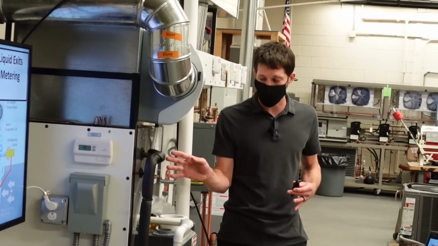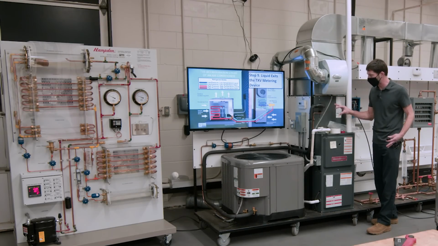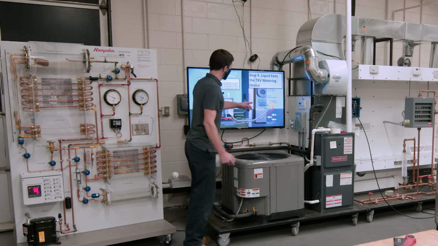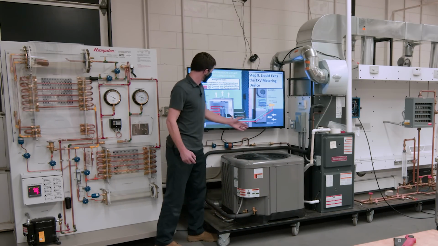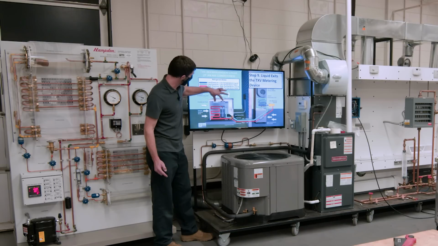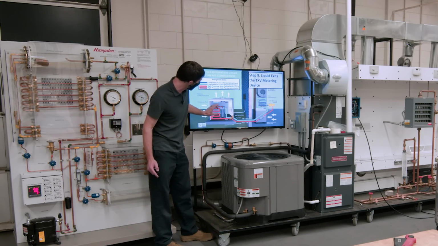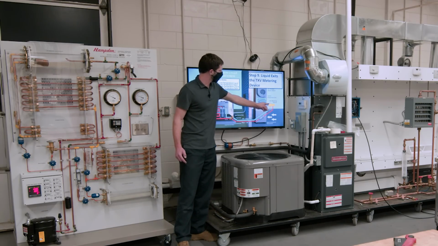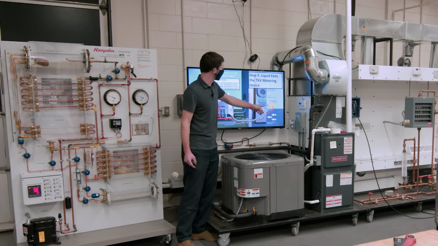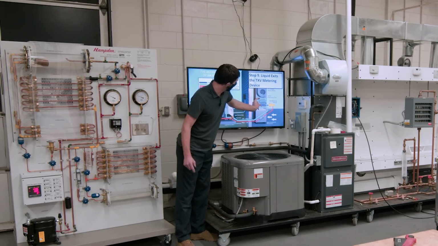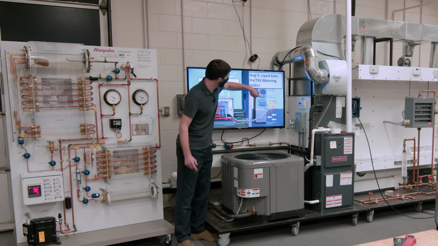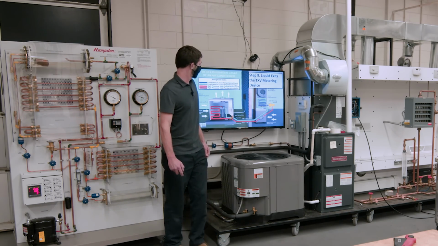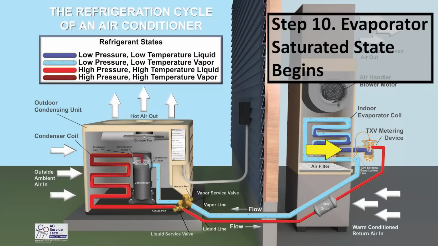So you immediately enter the saturated state or the phase change immediately after the metering device. And so you're absorbing your heat right away, whereas where it comes out of the compressor, you're in the vapor state, then the saturated state, then the liquid state. Well, here at the evaporator coil, the TXV is a pressure reduction device, and you're immediately into the saturated state or the phase change, and then you just come out as a vapor, and then increase in temperature as a vapor. All right, so evaporator saturated state begins.